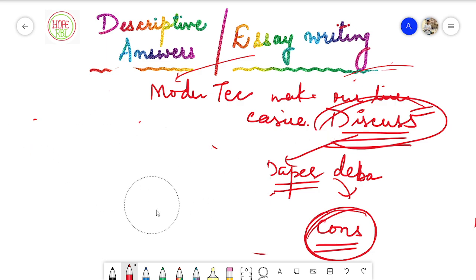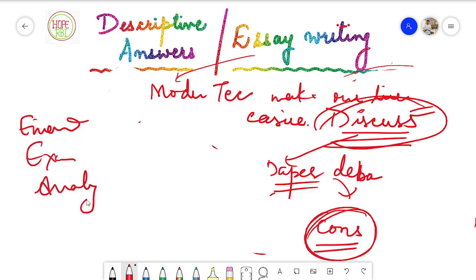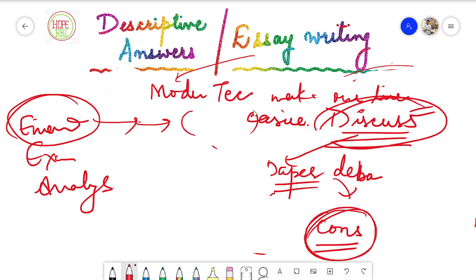You will also encounter some different words like enumerate, examine or analyze. If we talk about enumerate, that is direct. You only have to write these things. For example, enumerate various advantages of the current banking scenario, or enumerate the advantages of the current financial system, or current finance commission. So you only have to jot down points, number 1, number 2, number 3.